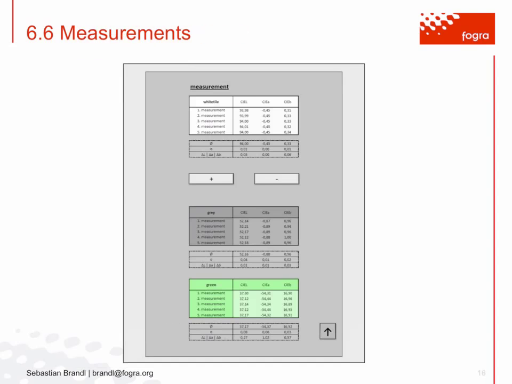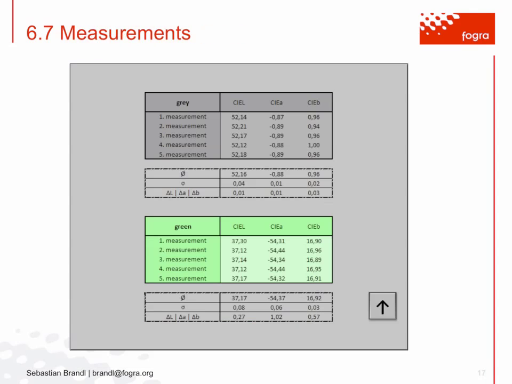Here are the measurements of the actual prints over time. Here we recommend 5 measurements, and you see after the measurements the average, the standard deviation, sigma, and the differences in L, A, and B. Again, this is for the gray and green measurement reference or color reference. Here is an example for the colorful third kind of reference sample.